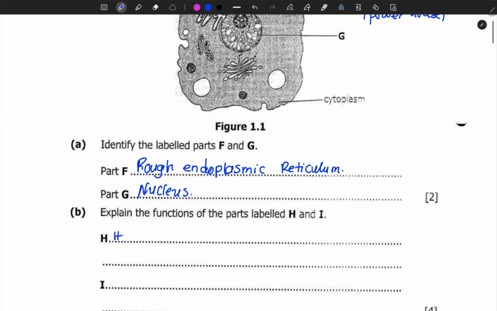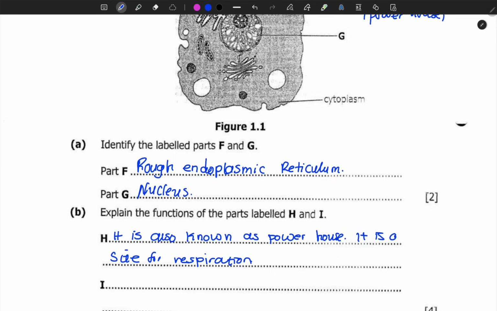So we can say it is also known as the powerhouse. It is a site for respiration. If we use respiration, we know that we are looking at the breaking down of glucose to release energy. So it is the same as saying it is a site for releasing energy from the food that we eat.